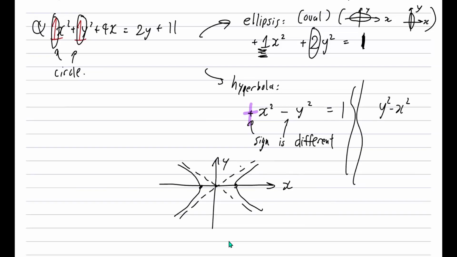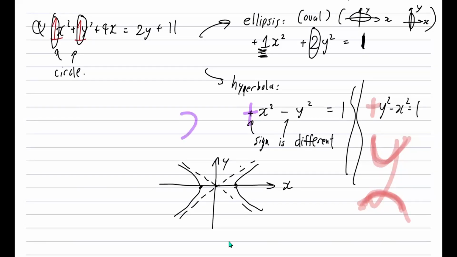But if it's a plus y squared instead, y squared minus x squared equals 1, then this guy is a positive y squared. Maybe I'll use a different color. Positive y squared, then you have a y shape. Cursive y looks like this. Some people have a tail. And then at the top and at the bottom, that's your hyperbola shape.